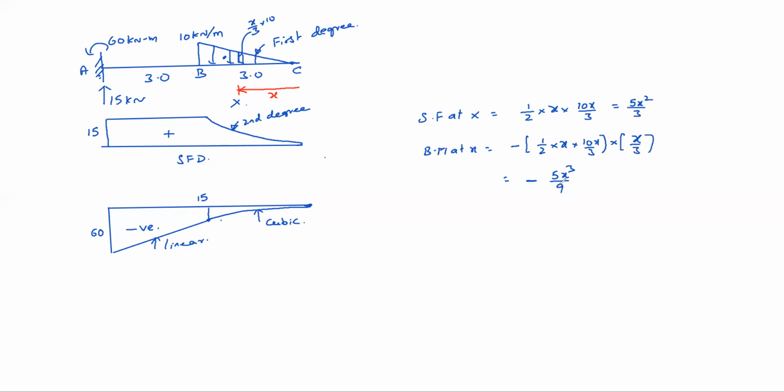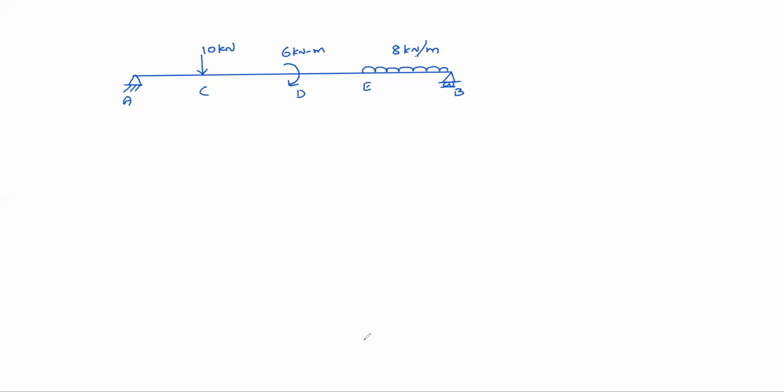Clear? Yes, sir. So sometimes couples also may be there in the beams. Suppose if you take a simply supported beam with one point load, one couple and one UDL, 10 kilonewtons, 6 kilonewton meter, here 8 kilonewton per meter. A, B, C, D, E points. Okay. Now first find the reactions.